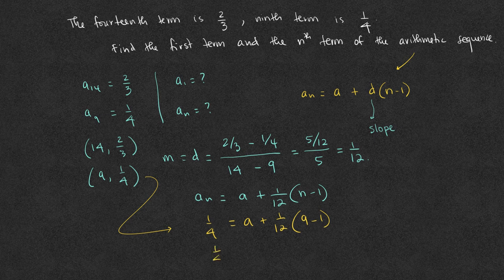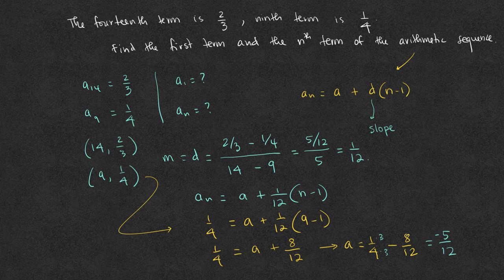This is 1/4 equals a plus 9 minus 1 is 8 in the numerator, 12 in the denominator. And so a equals 1/4 minus 8 over 12. The common denominator here is 12. So we multiply by 3, multiply by 3. Yes, we could have simplified this number, but without simplifying this, we have 3 minus 8, which is negative 5. The denominator is 12, so negative 5 over 12.